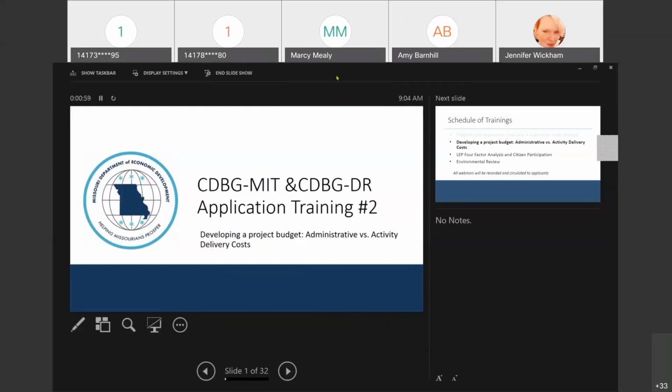Today our focus is on the CDBG MIT and CDBG DR applications that are underway. We are going to be focusing on developing a project budget, the administrative versus activity delivery cost subject, that you all may be very interested in, since you've noticed in the guidelines that we are pushing everything to activity delivery on the project implementation side of things. Today's training will also include a walkthrough of the application. And so we'll get started.